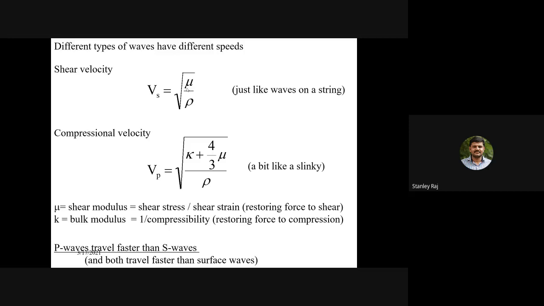Now, what is the velocity of a shear wave? Vs is the square root of nu by rho, where nu is the shear modulus, shear stress by shear strain, and rho is the density of the material. The second equation, Vp, the primary wave or compressional velocity, is the square root of k plus 4 by 3 nu, by rho. K is the bulk modulus, the three-dimensional variation of stress.